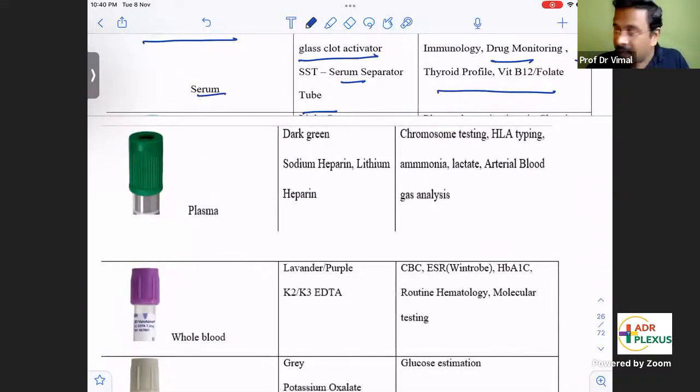And the green topped one, please remember, has heparin, it can be sodium heparin or lithium heparin.